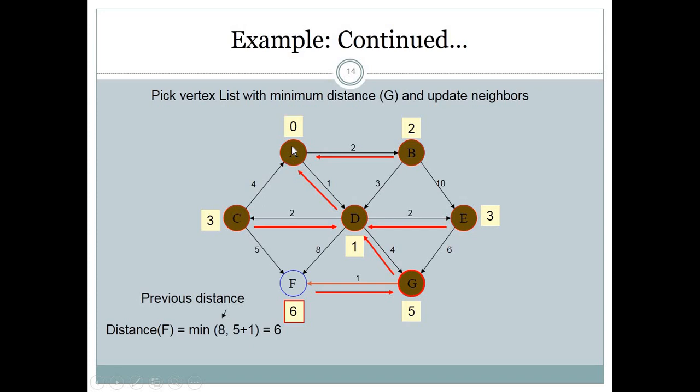If we want to go from A to E, then the shortest distance will be 3. If we want to go from A to F, then the shortest distance will be 6. If we want to go from A to G, then the shortest distance will be 5. If we want to go from A to C, then the shortest distance will be 3.